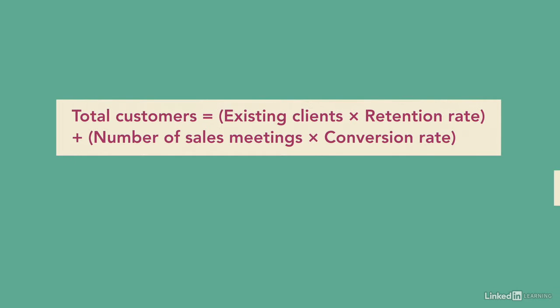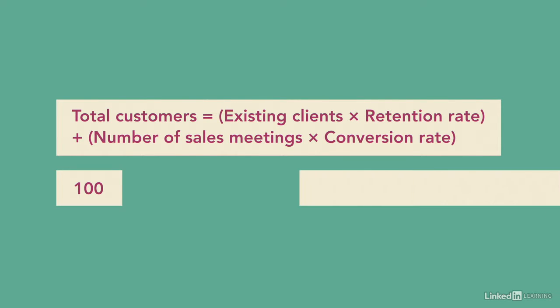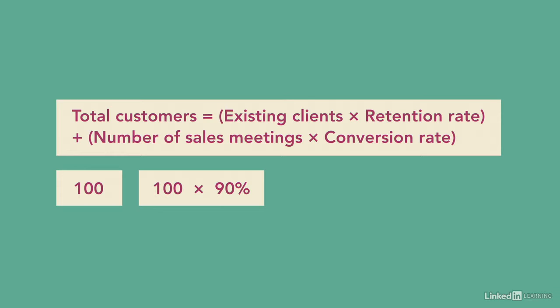So if you have 100 clients, and let's say you have a 90% retention rate, so you'll keep 90 of those 100 clients. You also have 50 new sales meetings per year with a 20% conversion rate, which then leads to what? 10 new clients. So in this example, you keep 90 out of your 100 existing clients, and you add 10 new clients each year, so your revenue essentially remains unchanged.